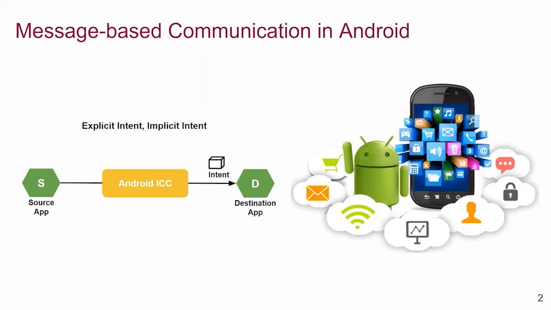And there are two types of intent. For the explicit intent, only specific destinations can receive data. For implicit intent, any destination that registers a certain intent filter can receive data. To dispatch intents, Android provides startActivity, which launches the activity the user interacts with, and sendBroadcast, which launches the broadcast receiver that processes broadcast intents.